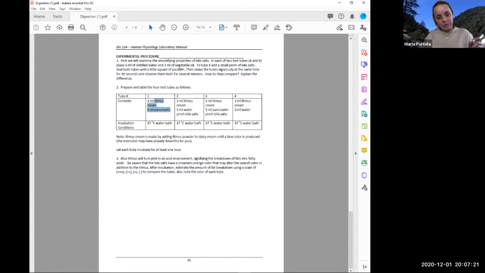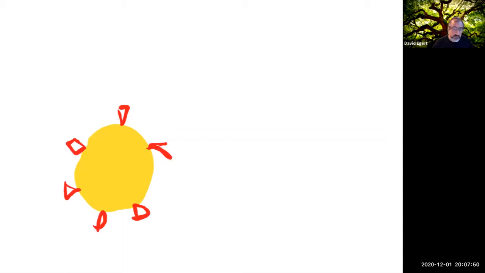Right? Going back here, this is an important concept. If I have my fat all in a big glob, and let's say this red is the pancreatin, it doesn't have a lot of surface area to act on, so it's not going to be very efficient.